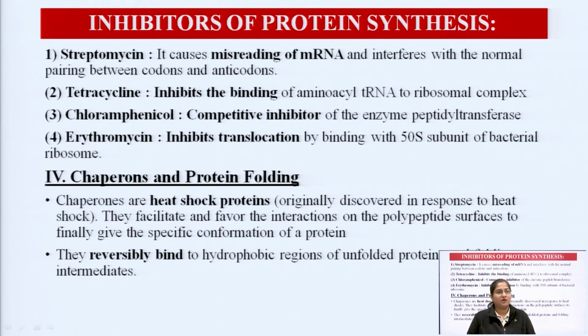Then we have chloramphenicol. Chloramphenicol is a competitive inhibitor of the enzyme peptidyl transferase. And lastly, we have erythromycin, which inhibits translocation by binding with the 50S subunit of bacterial ribosomes. So, these are the agents which inhibit protein synthesis.